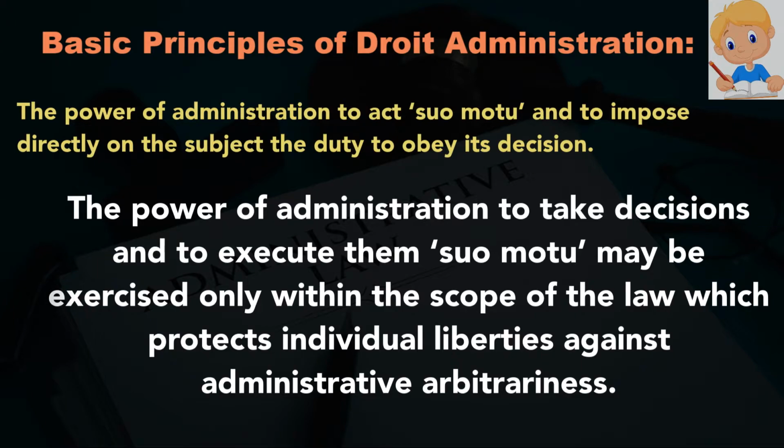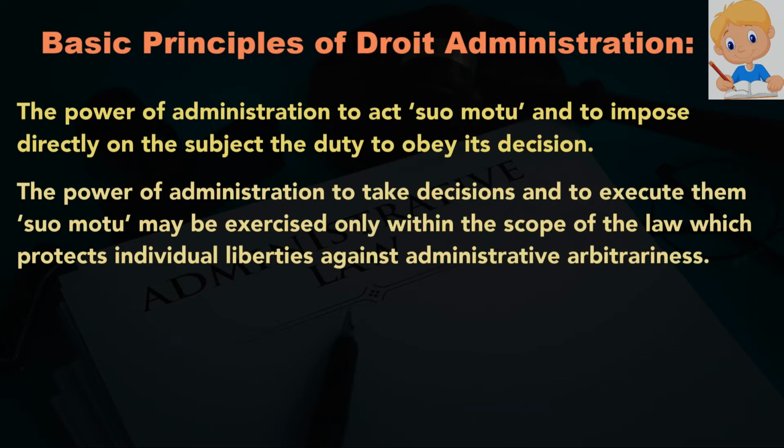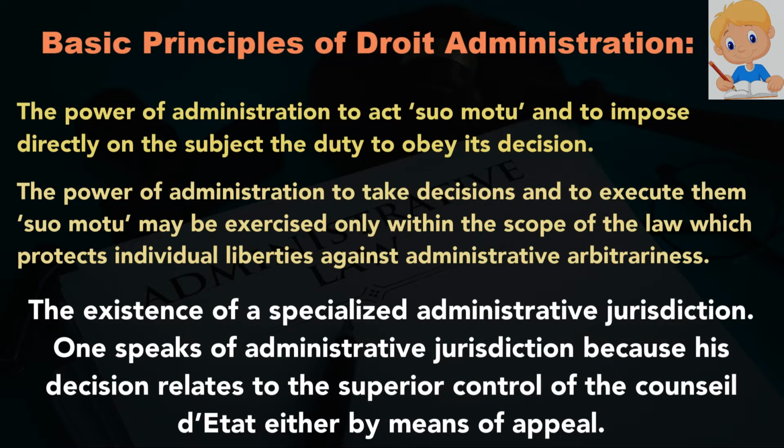Okay, so the last principle of Droit administratif was the existence of a specialized administrative jurisdiction. One speaks of administrative jurisdiction because its decision relates to the superior control of the Conseil d'État, either by means of appeal. So, the Droit administratif was beautifully designed and made a direct relationship between the administrative authorities and the people. Okay, and that gave a certain amount of freedom to the people, they can claim their rights and their interests and everything. So these are the principles of Droit administratif.